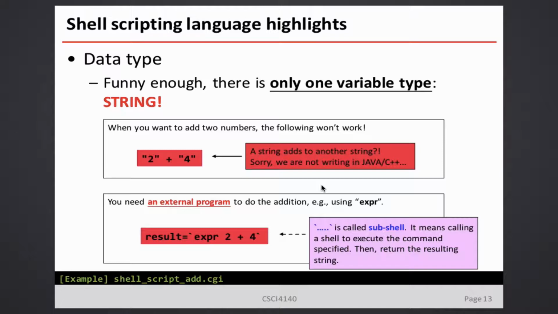What will happen if you want to add two things together? Let's say I want to add 2 and 4 to become 6. Sorry, you have to invoke another program, called EXPR. It's an expression evaluation program, used to calculate 2 plus 4 equals 6. So stupid.